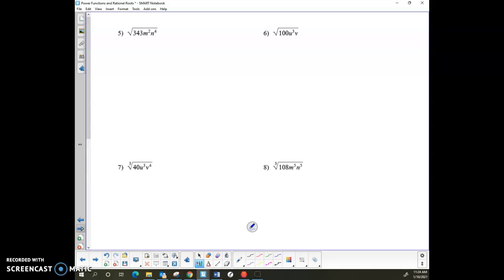All right, next one. Now my numbers are getting bigger. I've got more than one variable. We're doing the same process. On number 5, our index is 2. Now 343, you have to find factors, and it turns out 343 is divisible by 7 and 49. 49 also breaks down to 7 times 7. Well, I've got just one pair of 7's. I've got a 7 left on the inside. I have a pair of m's, and I actually have 2 pairs of n's.